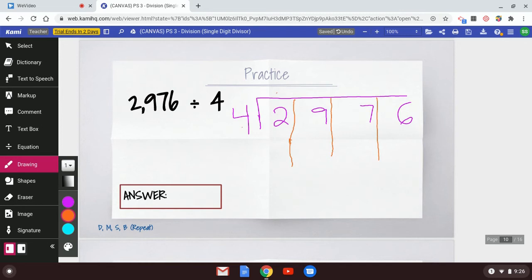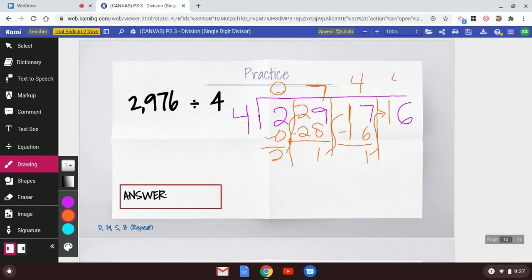4 goes into 2 0 times. 4 times 0 is 0, and I'm left with 2. Then I bring this up in front of here. Now I do the next box. 4 goes into 29 7 times. 7 times 4 is 28, and I'm left with a 1. I bring that 1 up here. 4 goes into 17 4 times. 4 times 4 is 16. I have a 1 and bring it up here.